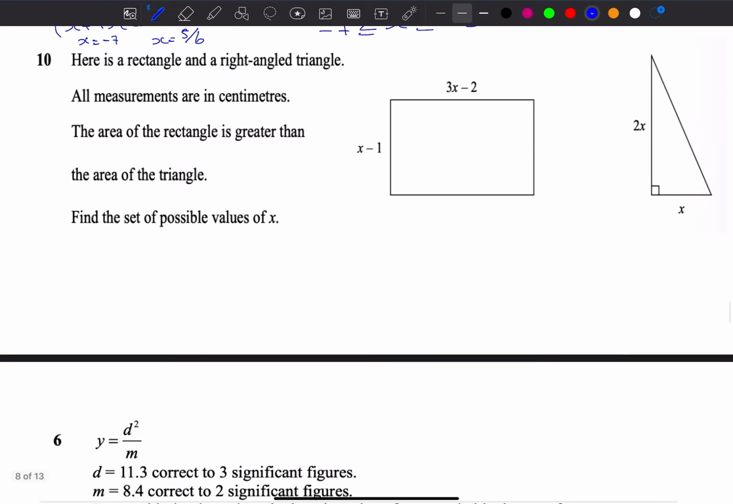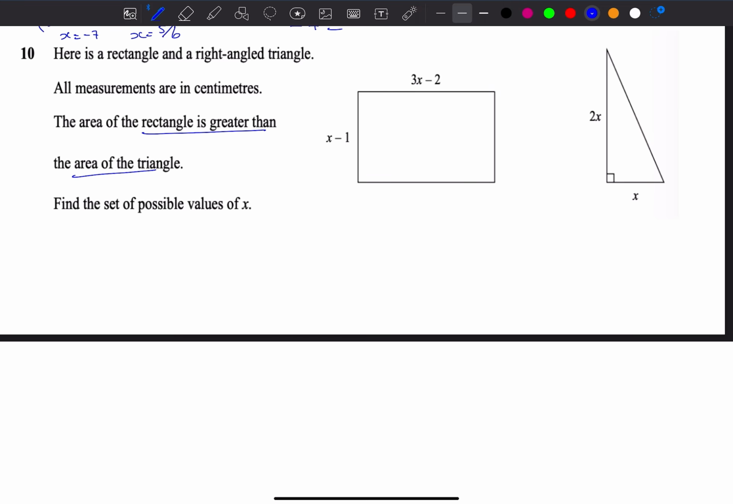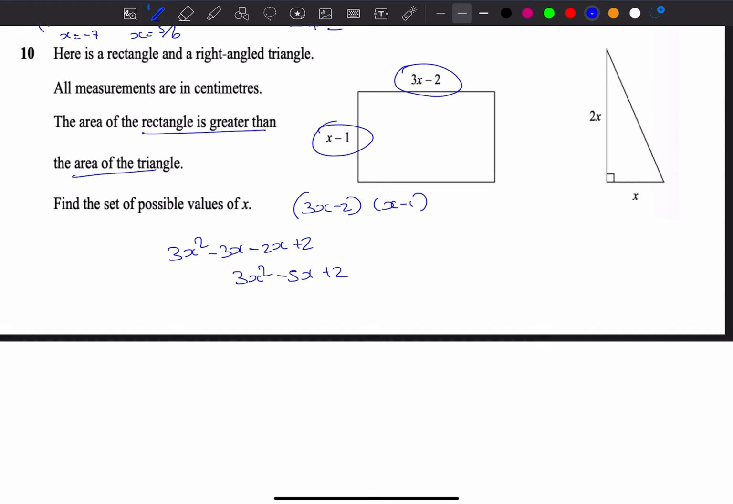Okay. Next one. Here are rectangles. The area of the rectangle is greater than the area of the triangle. So what is the area of the rectangle? That times that. Multiply it: 3x minus 2 times x minus 1 gives 3x squared minus 3x minus 2x plus 2, which is 3x squared minus 5x plus 2. That's the area of the rectangle. The area of the triangle is base times height, 2x times x, divided by 2, so x squared. The rectangle's area is greater than x squared.